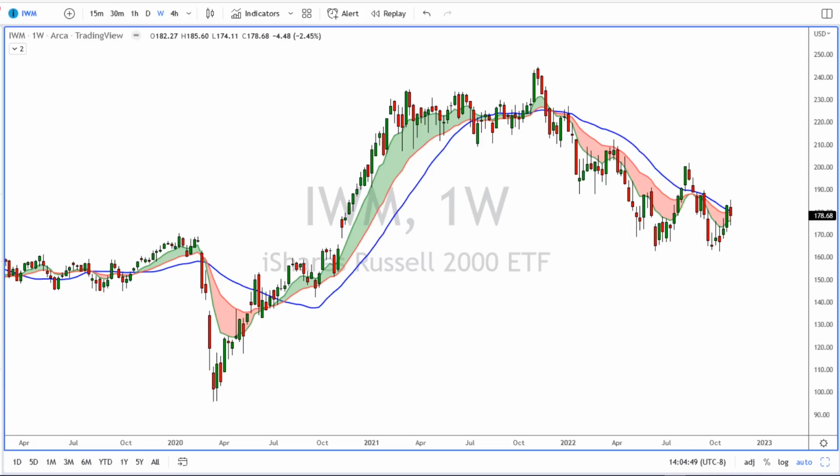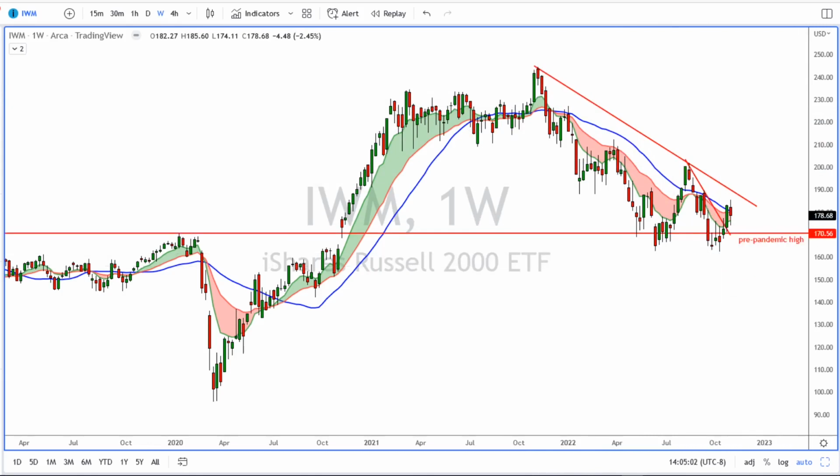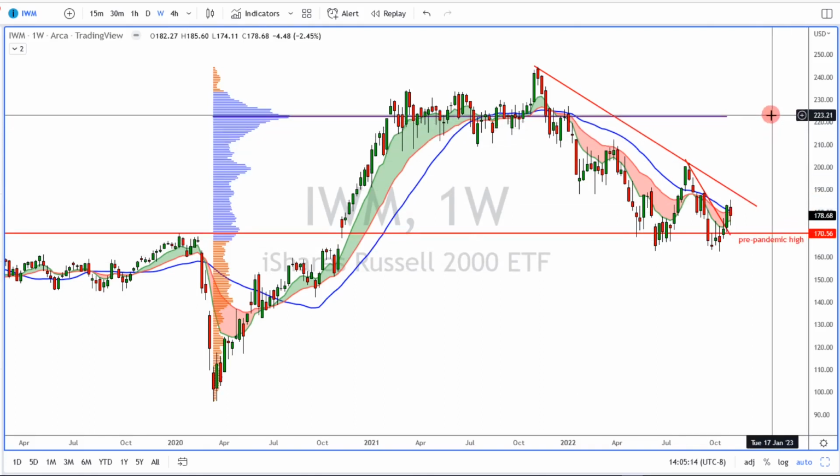Looking at the weekly chart of the IWM, we also see it is in a downtrend as well with this moving average. In addition to this trend line, we also see a lower high. Now, in addition to that, we also highlighted this pre-pandemic high, and the price is above the pre-pandemic high right now. And also this composite volume profile, we see that the point of control is up at this 222.47 or near the 222.50 area.